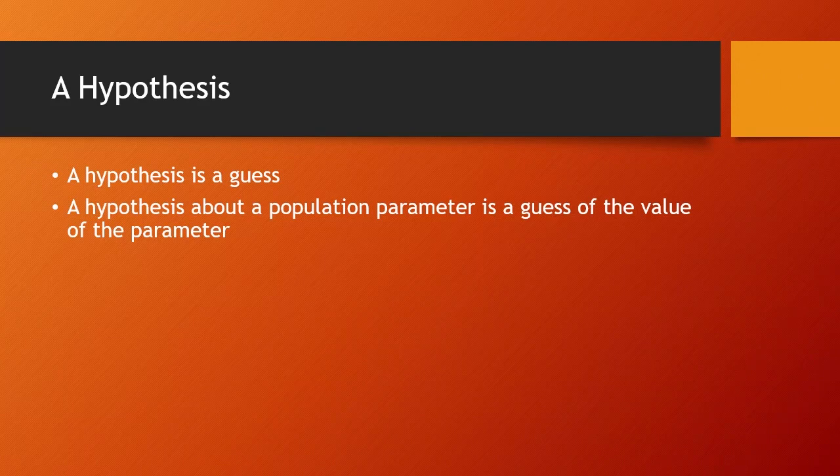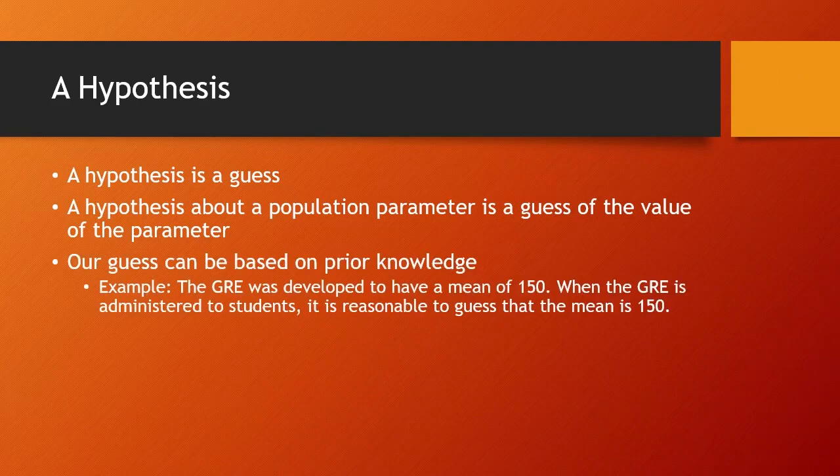For example, if I want to know a population mean, I could start off with guessing what that parameter, the mean, is for that population. Our guess can be based on prior knowledge. For example, the GRE was developed to have a mean of 150. So when the GRE is administered to students, it's reasonable to guess that the mean for the population of all students is going to be 150.